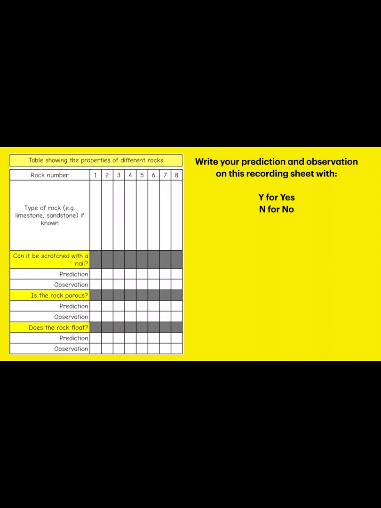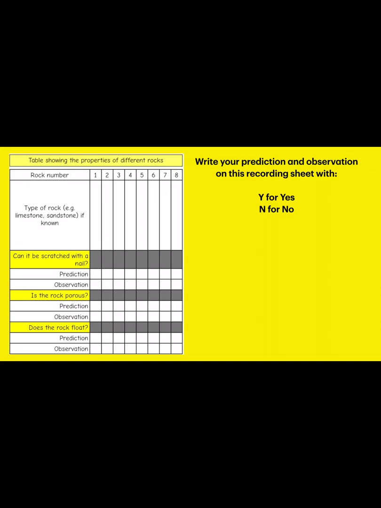We are also going to complete this prediction chart, okay? Remember, a prediction is a clever guess. Then we also fill it in with the results from our observation, okay? So for each test, you've got a prediction box and an observation box. Remember, the prediction box is filled before the experiment, and the observation box is filled in after the experiment has been carried out. You put a Y if you think yes, and an N if you think no.